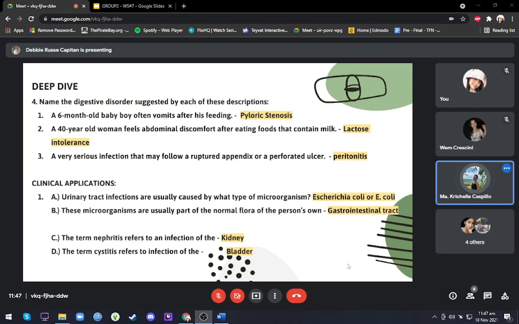Clinical application. Number 1, letter A. Urinary tract infections are usually caused by what type of microorganism? Our answer is Escherichia coli, or E. coli. B. These microorganisms are usually part of the normal flora of the person's own gastrointestinal tract. C. The term nephritis refers to an infection of the kidney. D. The term cystitis refers to infection of the bladder. Next.